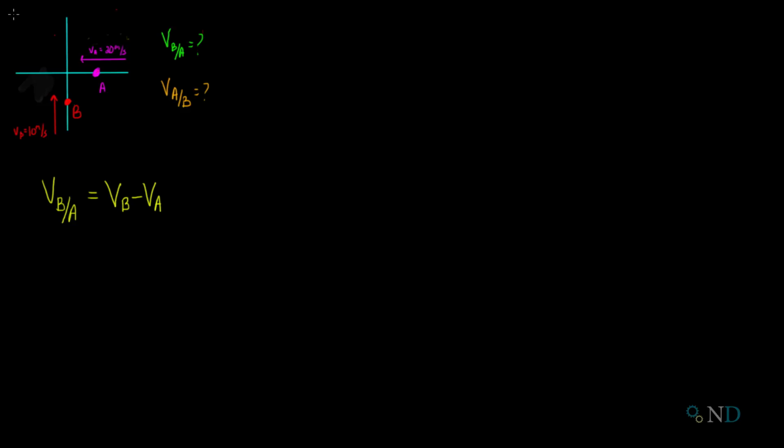So let's figure out what these velocities are. Let's say that going to the right is our positive x direction, going upwards is our positive y direction. So that means the velocity of B, this right here, is going up. It's only going in the upward direction, so it's going to be 10 meters per second in the j direction. And our velocity of A is going to be going against our positive x direction, so it's going to be minus 20 i, because it's in the x direction, meters per second.